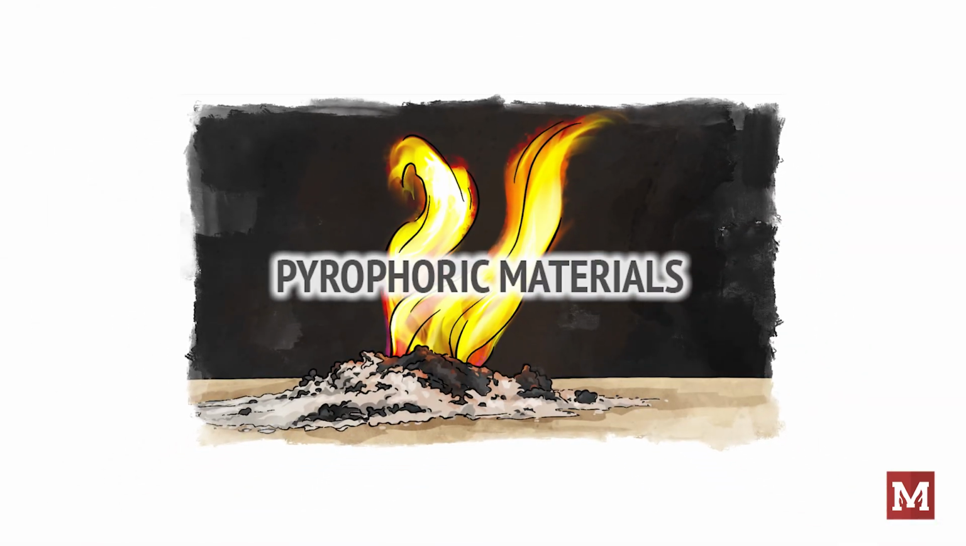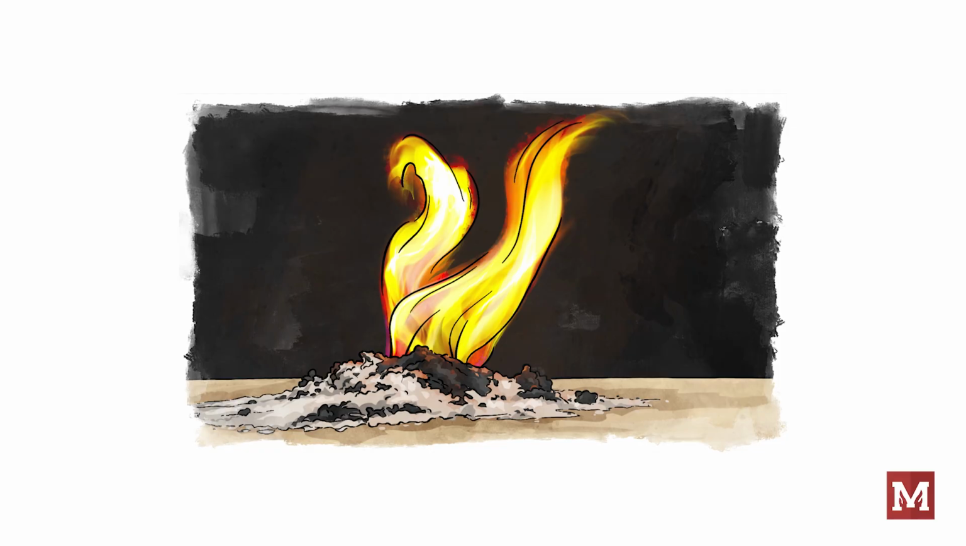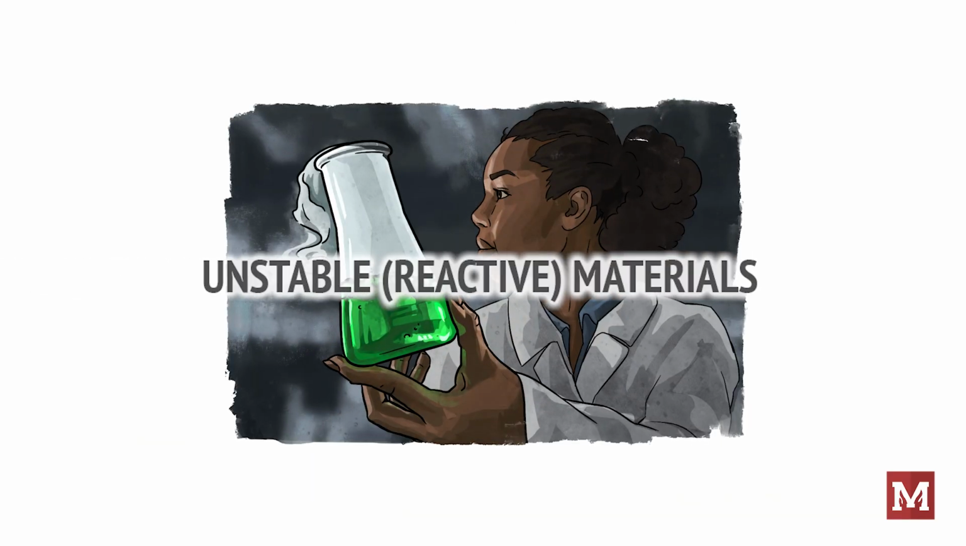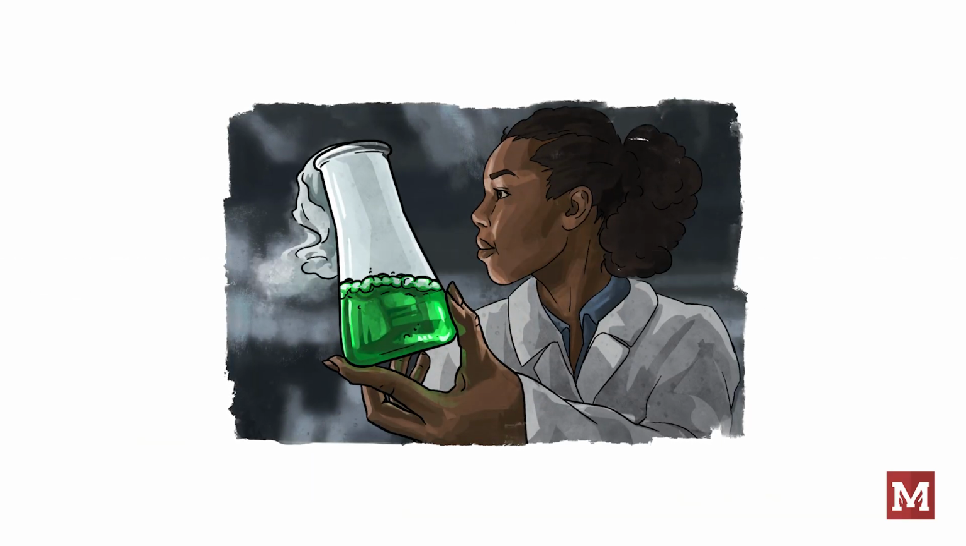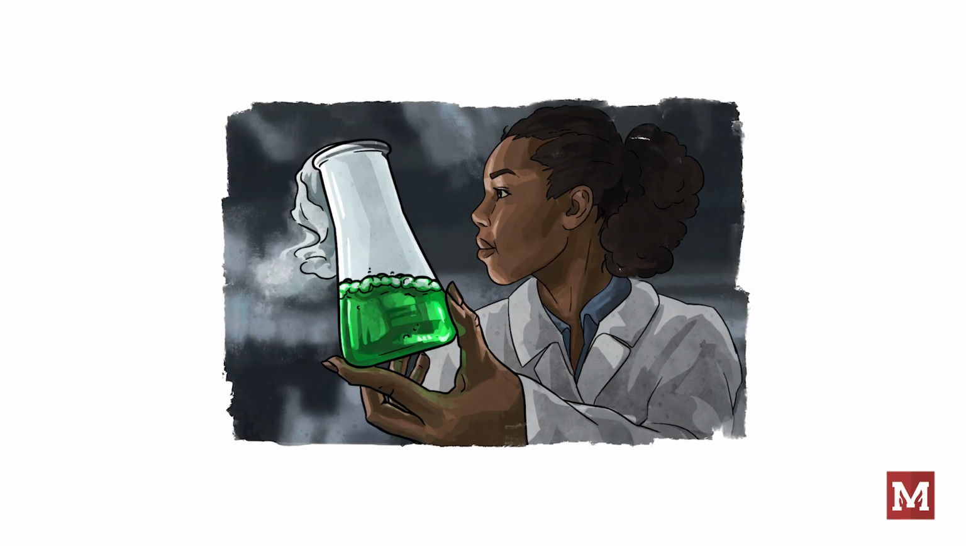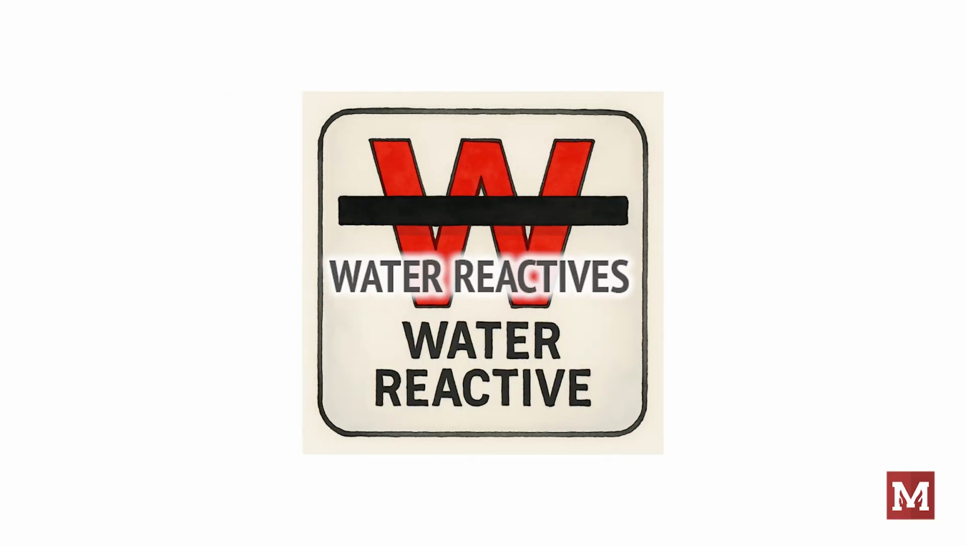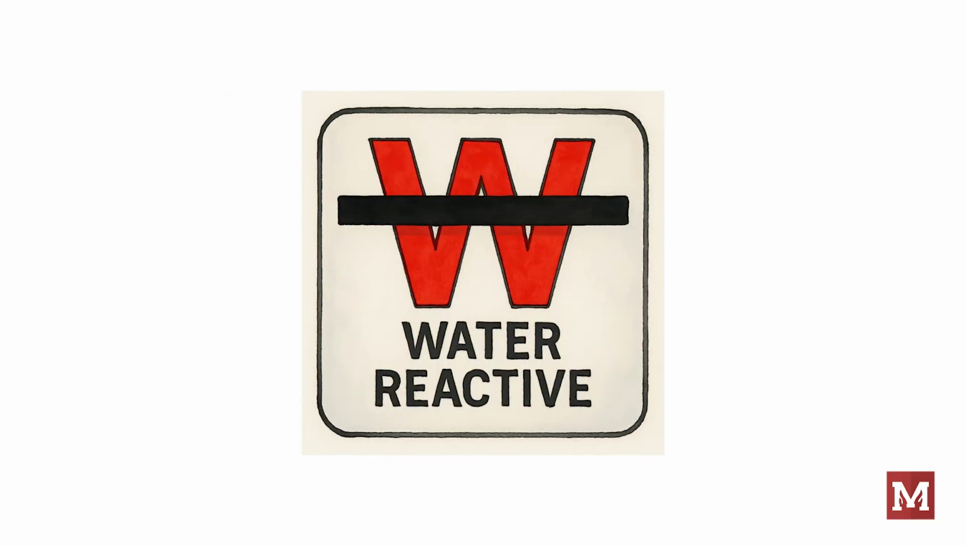Pyrophoric materials: these are materials that can ignite spontaneously in air at or below 130 degrees Fahrenheit without an external ignition source. Unstable reactive materials: materials other than explosives that in their pure state or as commercially produced can vigorously polymerize, decompose, condense, or become self-reactive under conditions of shock, pressure, or temperature, potentially leading to fire or explosion. Water reactive materials: these are materials that will react with water to release heat or flammable or toxic gases. Contact with water can create severe hazards.